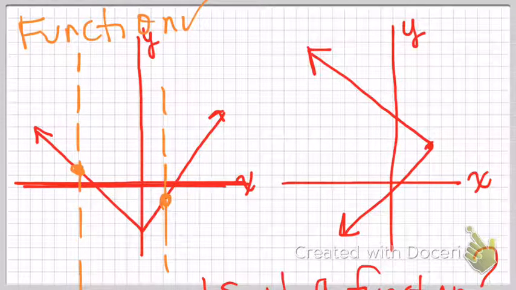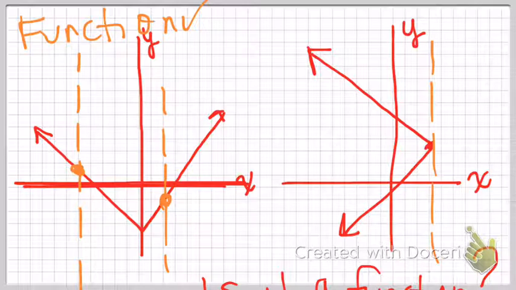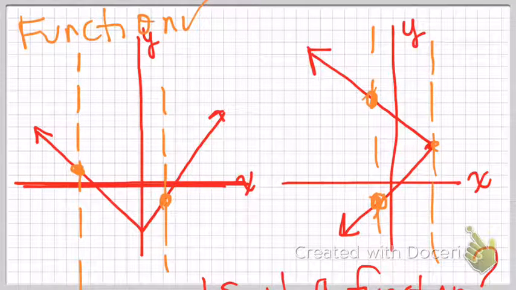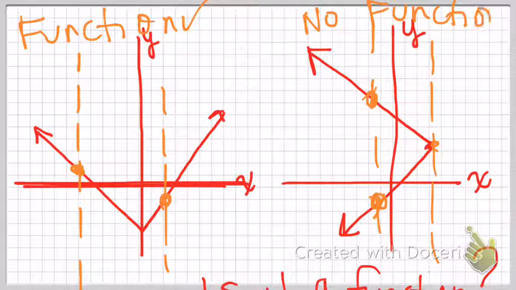Look at number 2, though, over here on the right-hand side. If we were to drop a vertical line here, well, it kind of looks like it would pass, right? It hits it right there. But if we were to drop it, say, here, now we've got 2 points of intersection, so no function. This one's not a function.